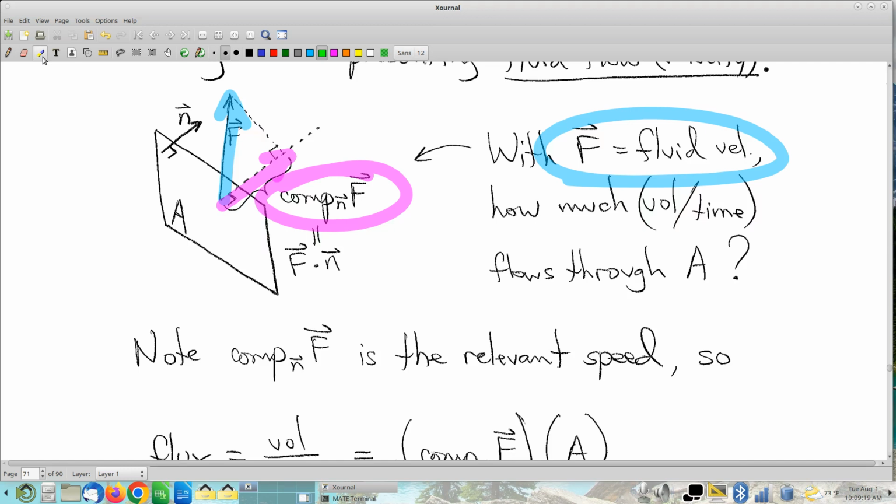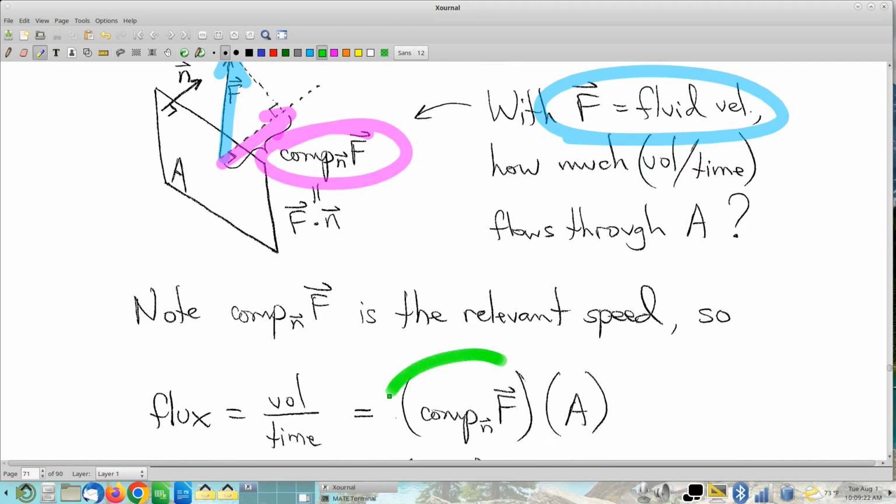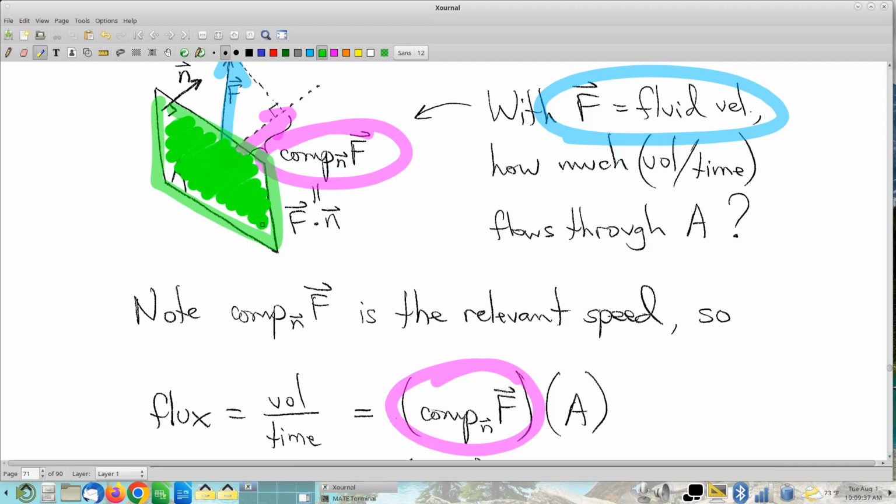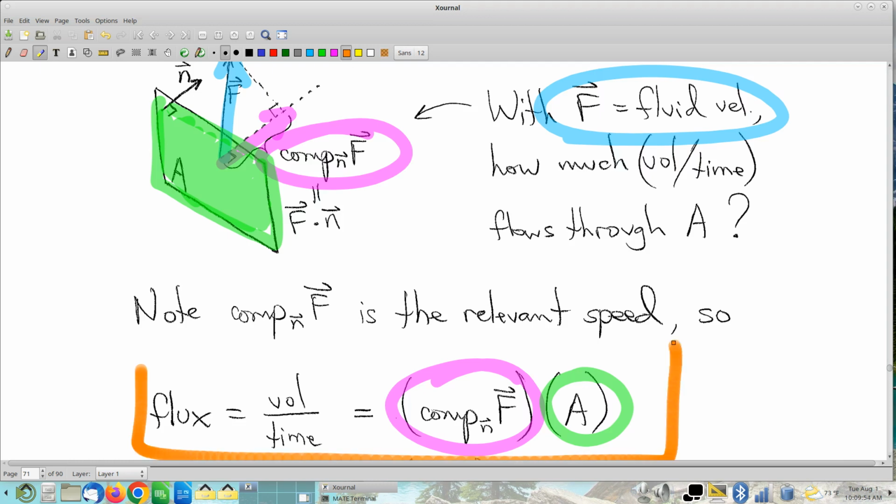So the component is going to be one of the major factors there. And the other factor, I think it's pretty plausible to argue, is just the area. If there's more area, then there's going to be more fluid flowing through that area. Seems reasonable. Everybody okay?